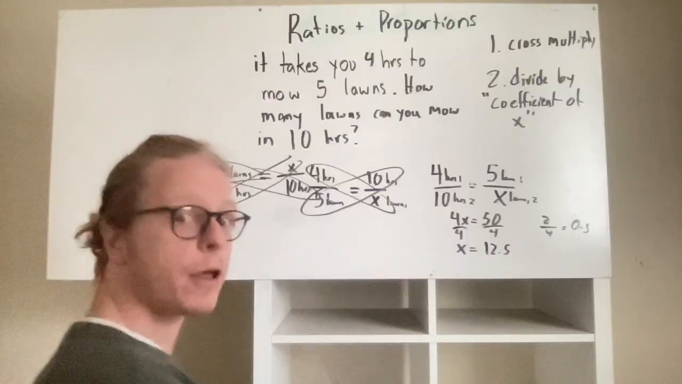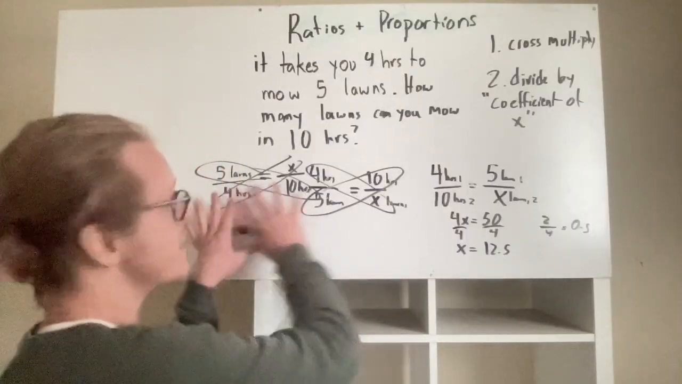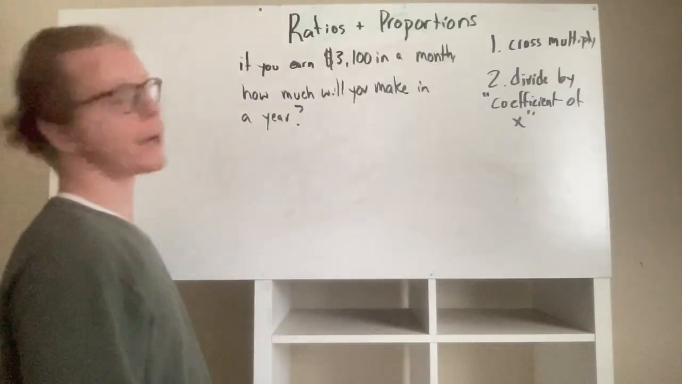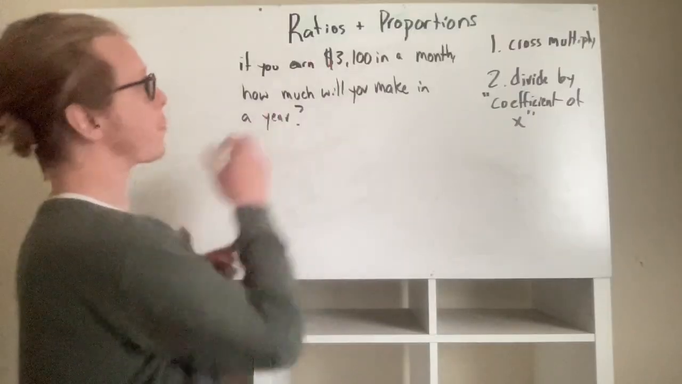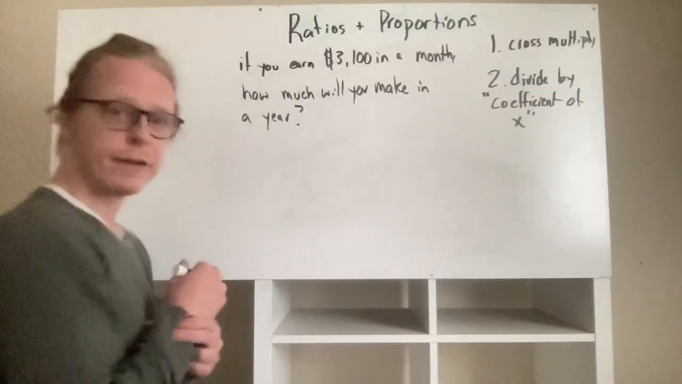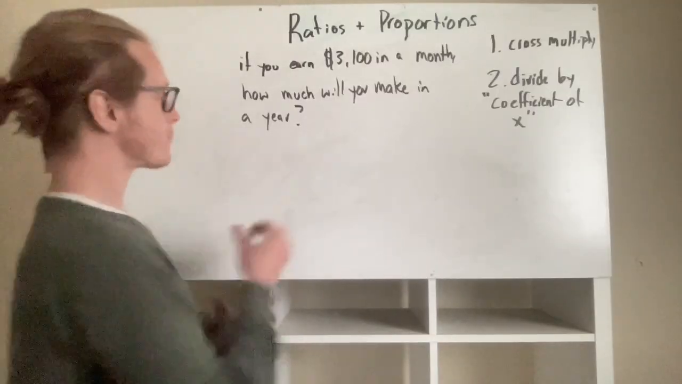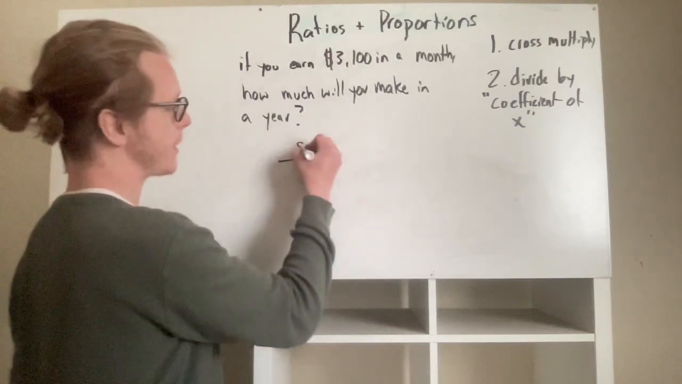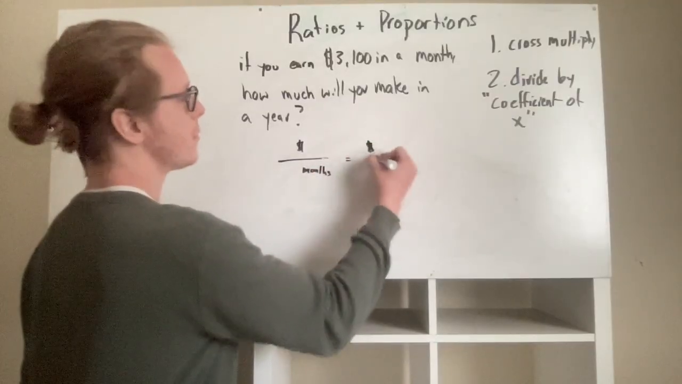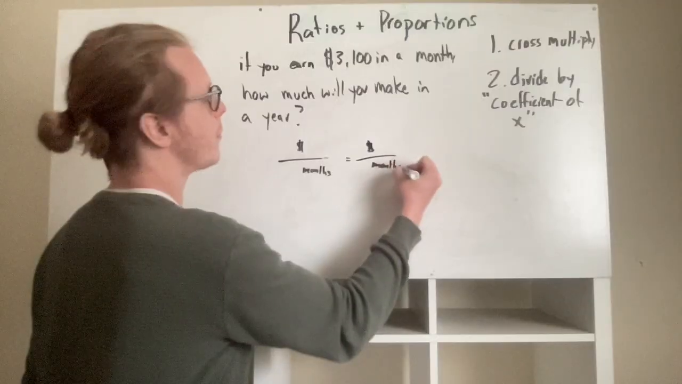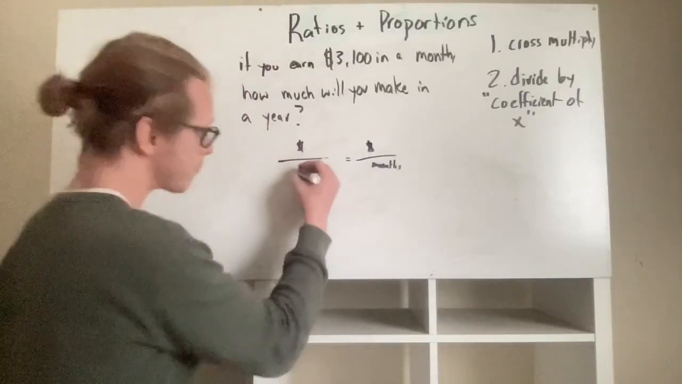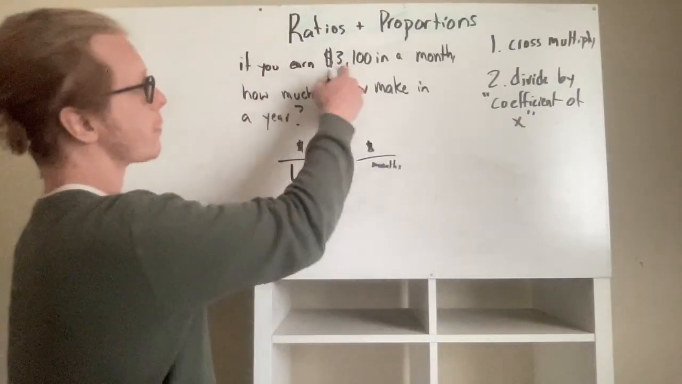We're going to take a look at a couple other examples, and we won't do them out quite to this extent with all these different variations. Okay, so let's take a look at another example of a word problem we could solve with proportions. If you earn $3,100 in a month, how much will you make in a year? So we could set up our proportion like money over months equals money over months. What's our first situation? Well, in 1 month, how much did we earn? $3,100.